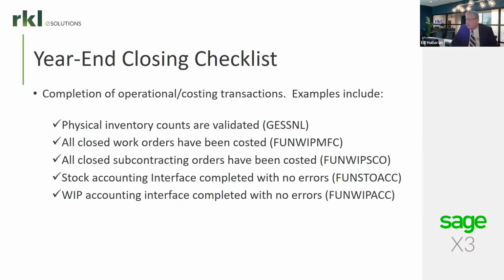Same thing with the WIP accounting interface. You'll need to run that manually, make sure there's no errors. And that's usually used to post subcontracting entries and work order entries. The stock accounting interface is going to post all the other inventory transactions. But we do have some customers using the stock accounting interface to do everything.